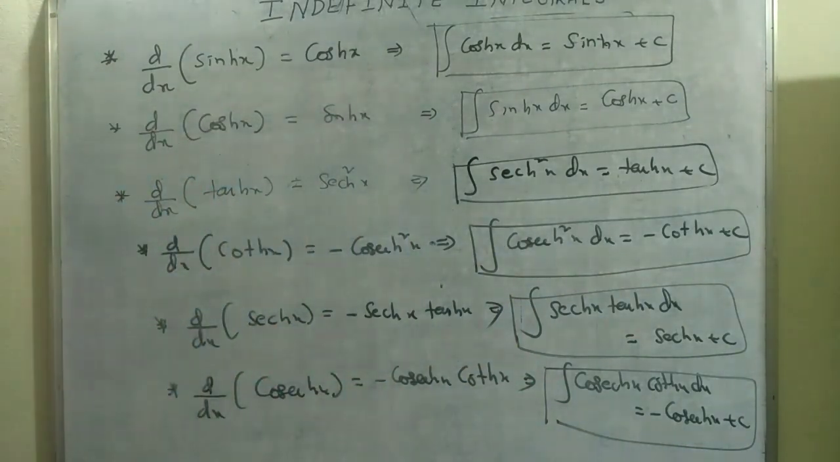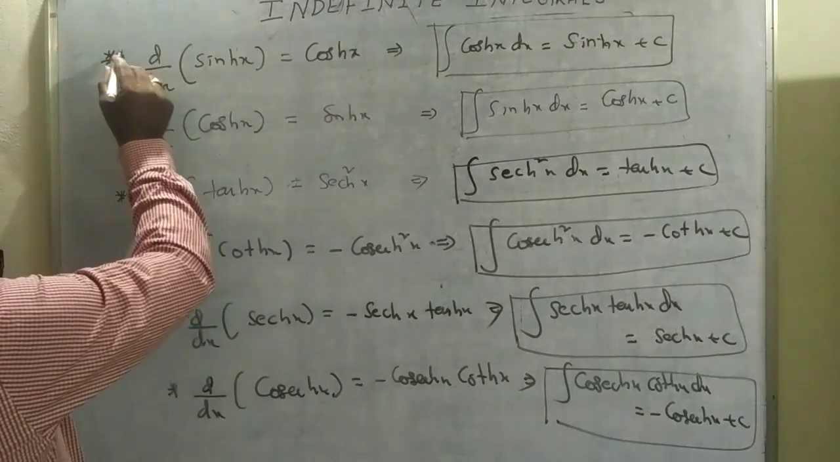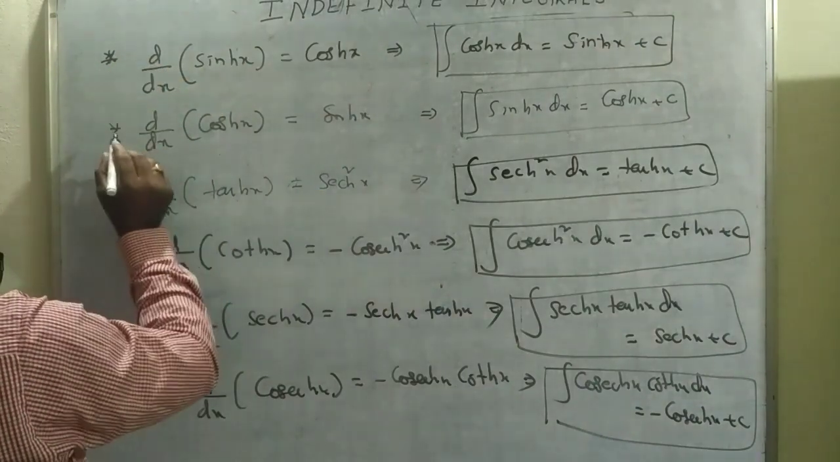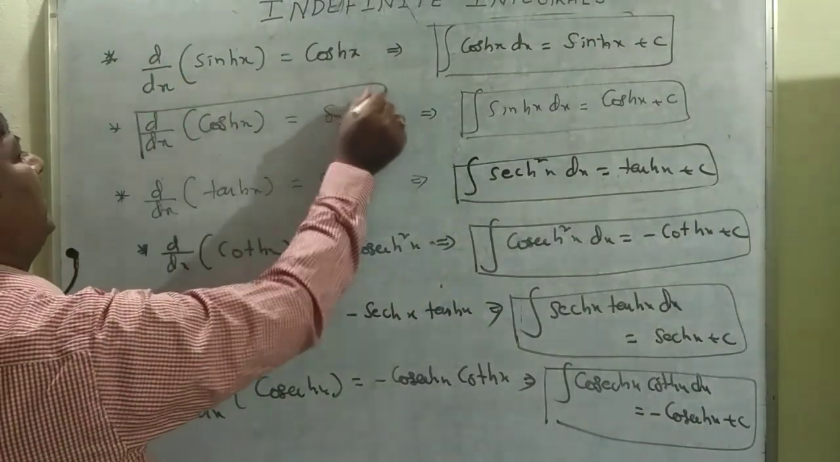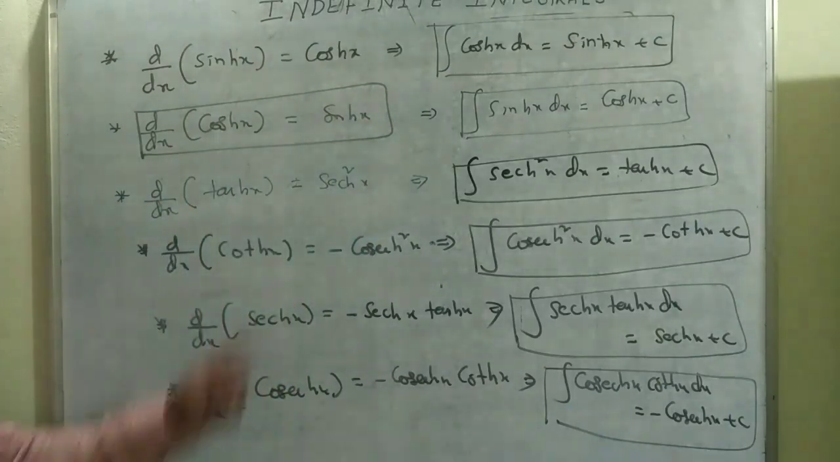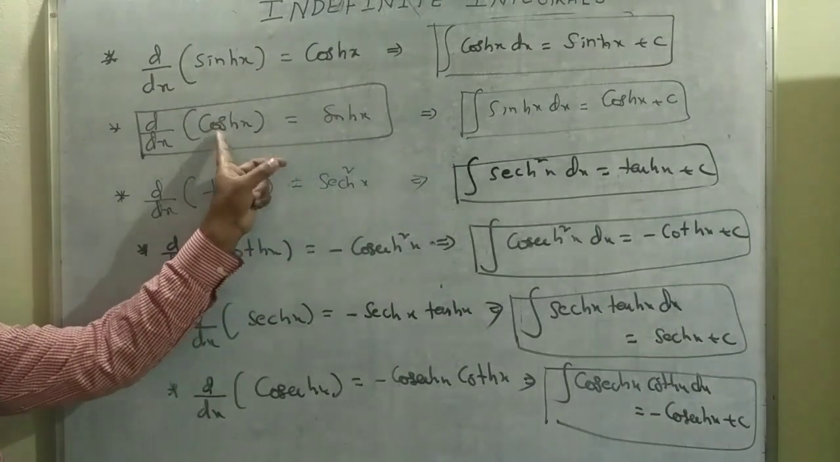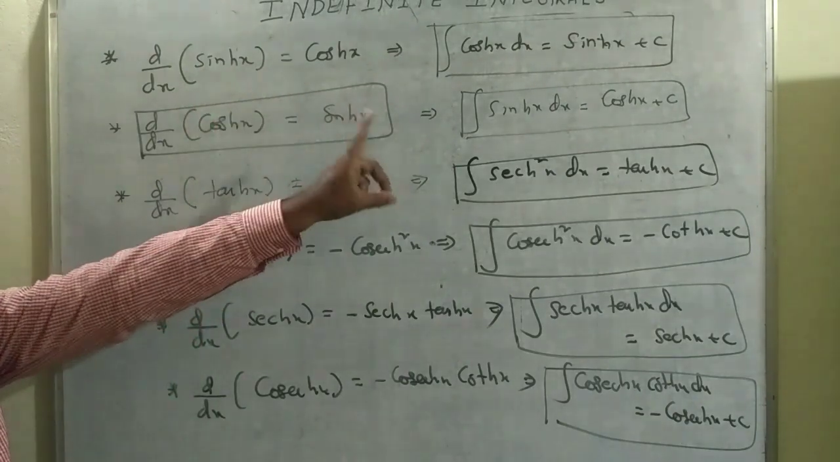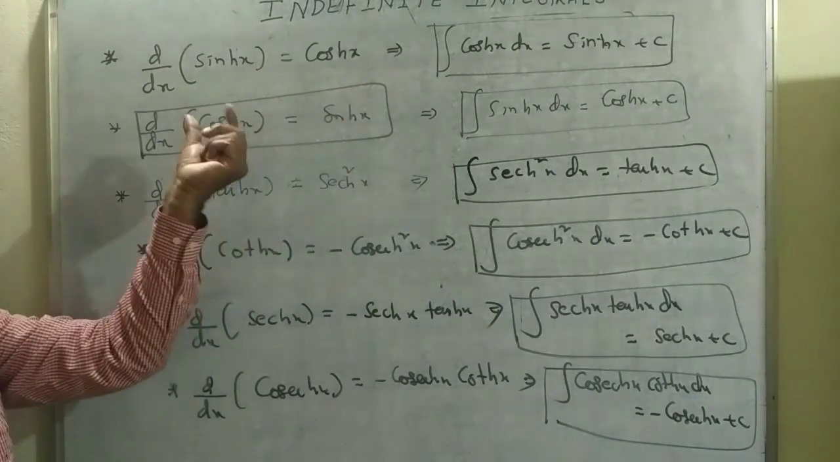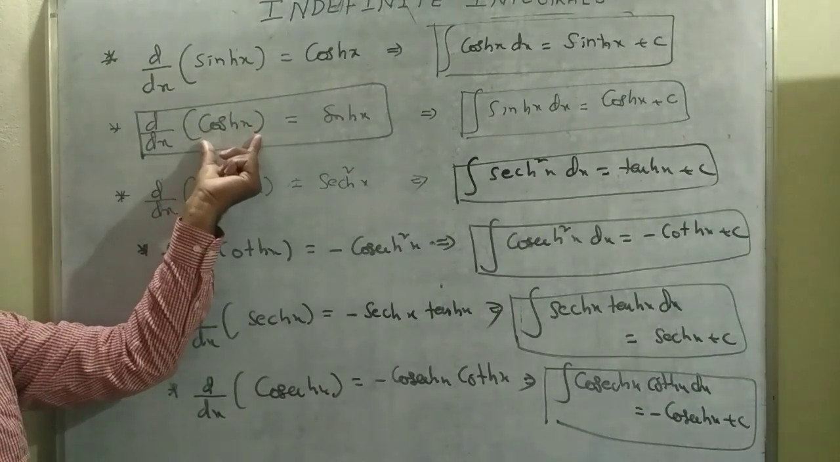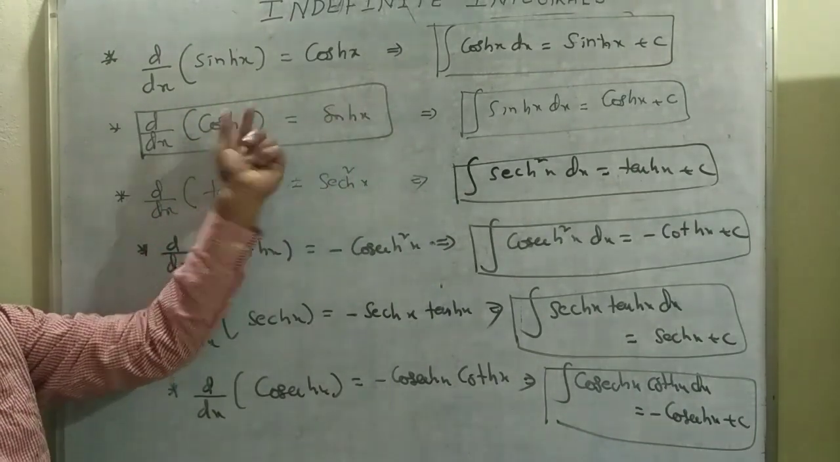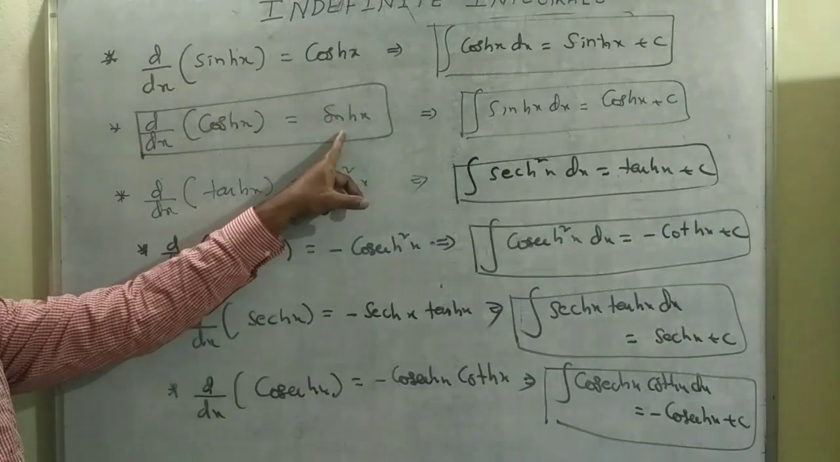Once again, observe here the differentiation of hyperbolic and trigonometric functions. The derivative of cos x in trigonometric functions is minus sin x, but in hyperbolic functions the derivative of cos hx is plus sin hx.